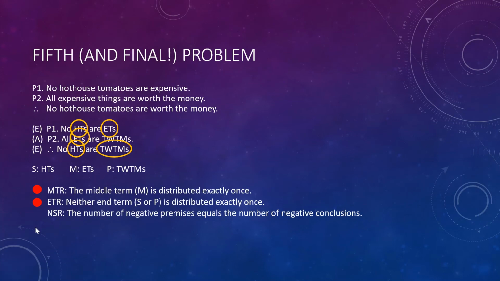Finally, when we look at the negative statements rule, we see that we have one negative premise, that's the E sentence, and we have one negative conclusion since it's also an E sentence. 1 equals 1. So this satisfies the negative statements rule. But because it violates even just one of the formal rules, the syllogism is invalid.